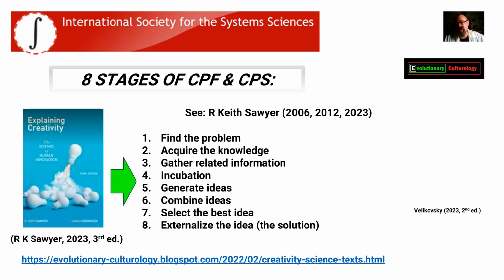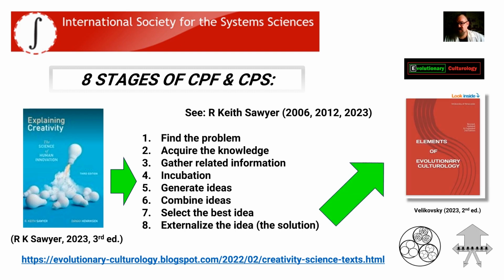Next. And there's the 8 stages of creative problem finding, which includes creative problem framing and creative problem solving from R. Keith Sawyer's great book explaining creativity, now in its 3rd edition. 2023 was the most recent one. There's a good little algorithm there for problem solving. In my case, the solution I've externalized is in that book, Elements of Ev Cult, and the blog, etc., and the Ev Cult GPTs.